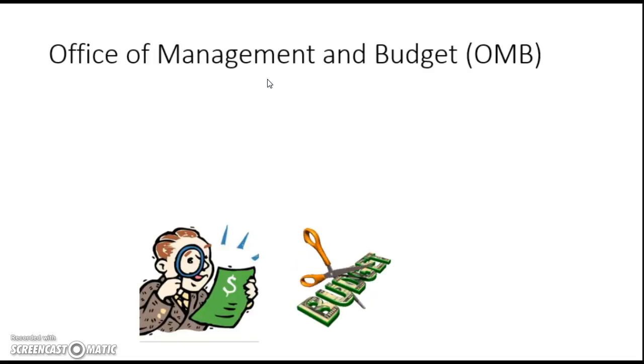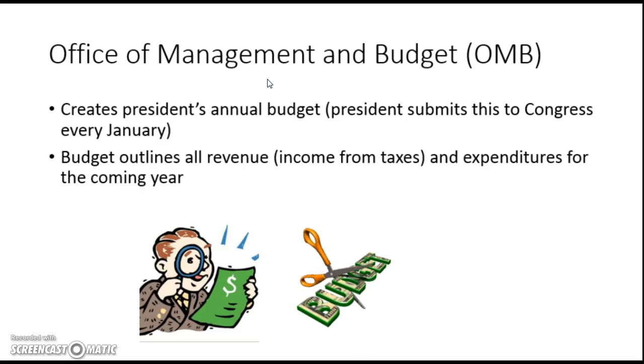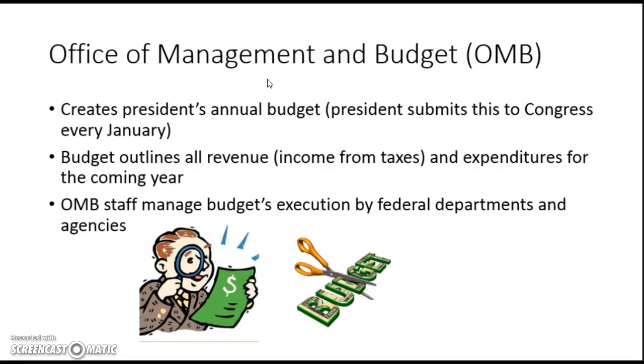Office of Management and Budget comes next. They create the president's annual budget, which the president submits to Congress every January. That budget outlines all income that is in the form of taxes and expenditures that are expected for the coming year for all of the executive agencies and departments. The OMB staff manage the budget's execution, or how it's used and how it's spent, by federal departments and agencies. And that is it for this PowerPoint.